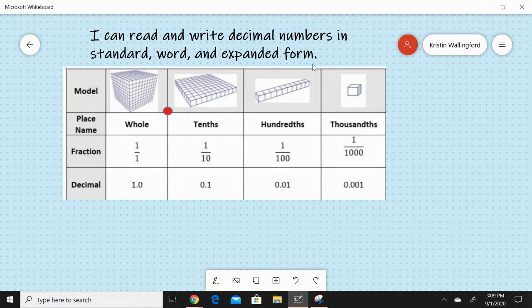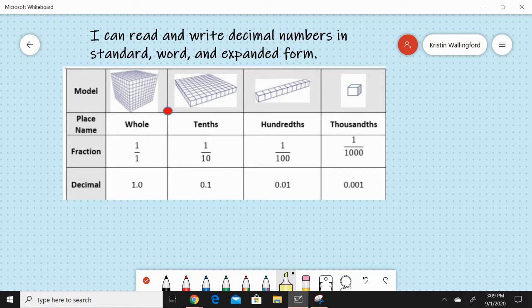So, the first thing I want to talk about is some of the words in our I can statement. Standard is just the same thing as number. You're just going to write it out in number form. Word, you know how to write things in words. And then expanded is going to be a review. We did that this week with whole numbers. And so now you just have to do it with decimals. So let's go ahead and get started.